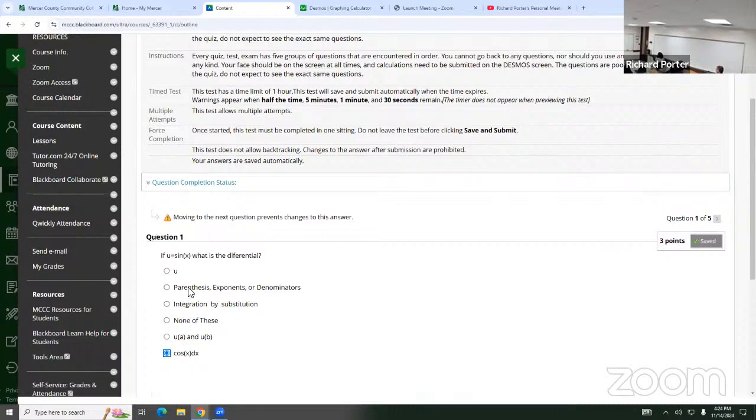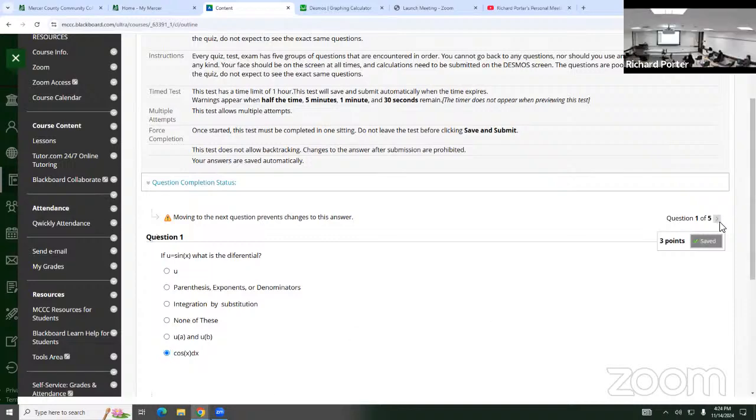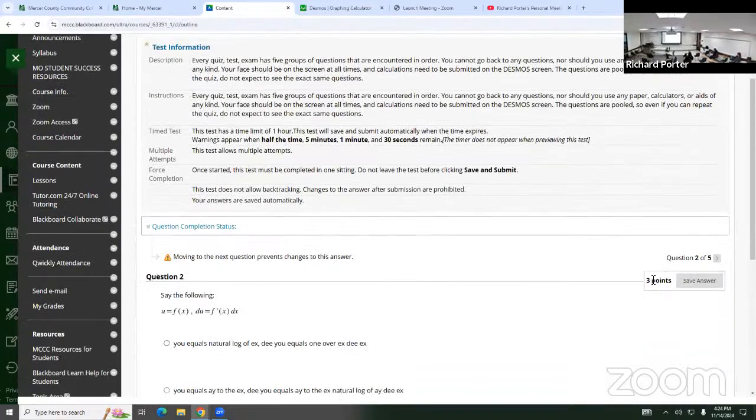Integration by substitution: parentheses, exponents. Remember, parentheses, exponents, and denominators are the ones you look for to make the substitution. u is the letter you use. u of a and u of b are the limits. For this a and b, remember that thing I just emphasized, you're going to use the limits u of a, u of b. Okay, let's try this one.